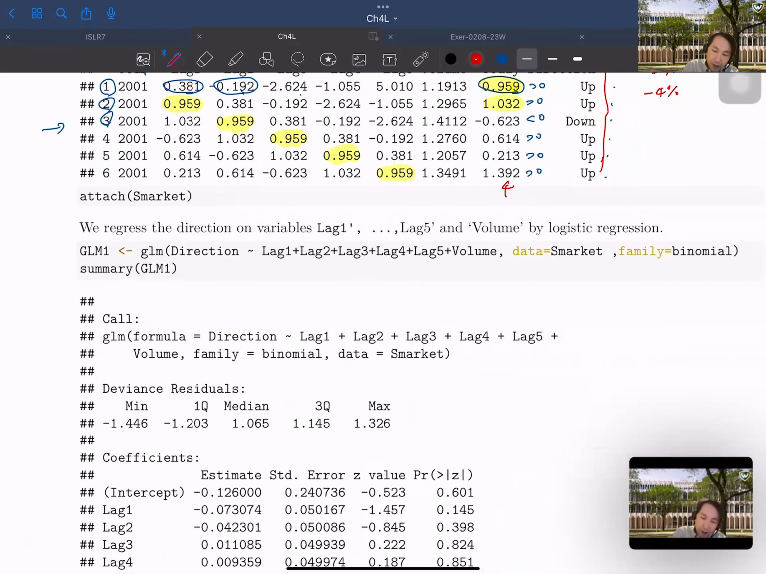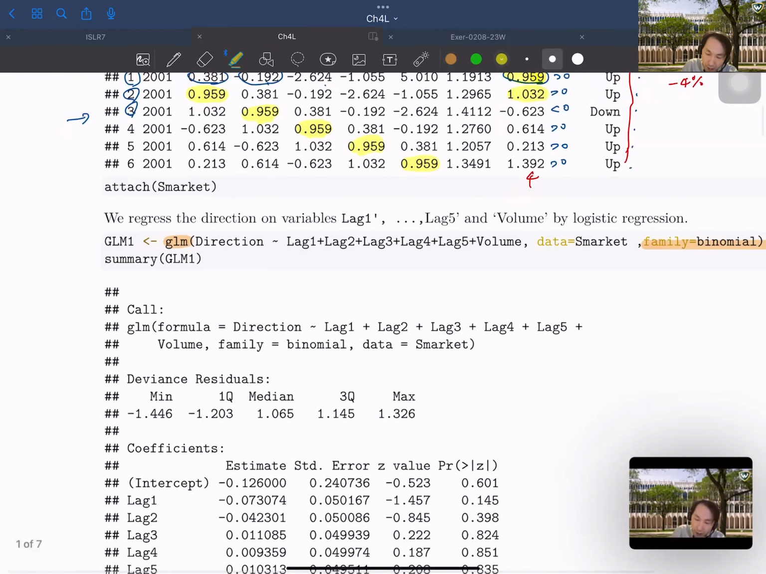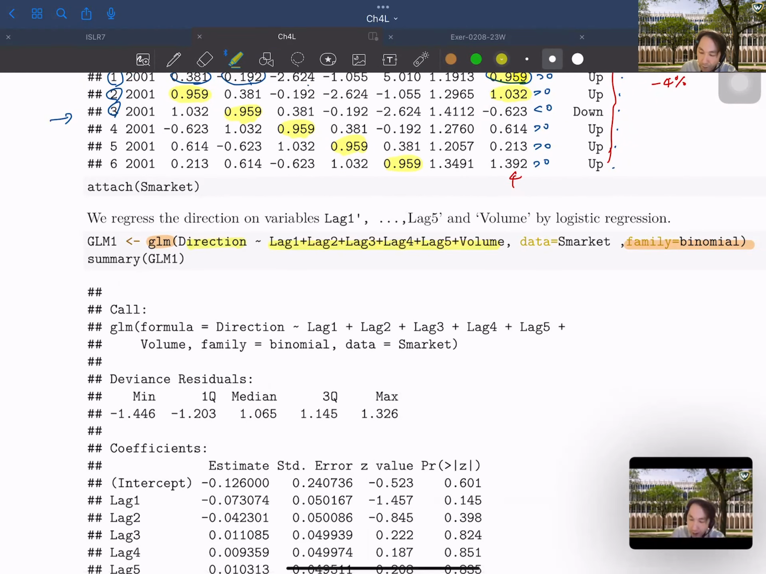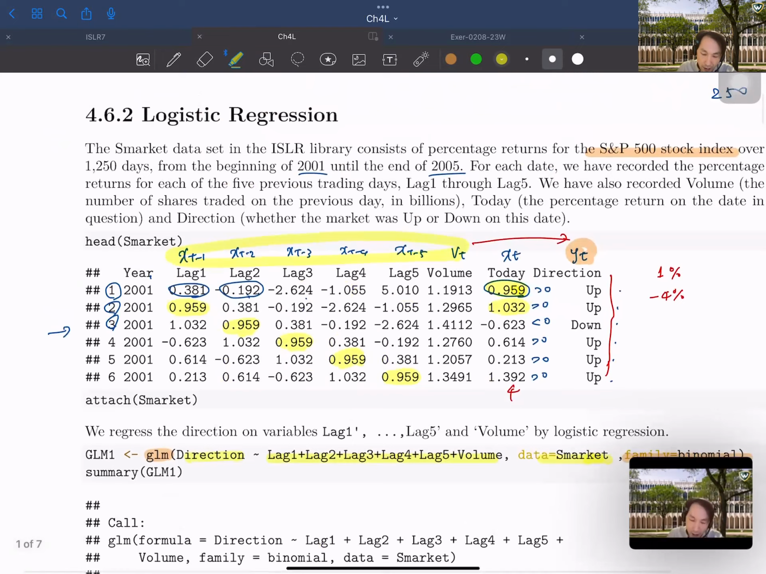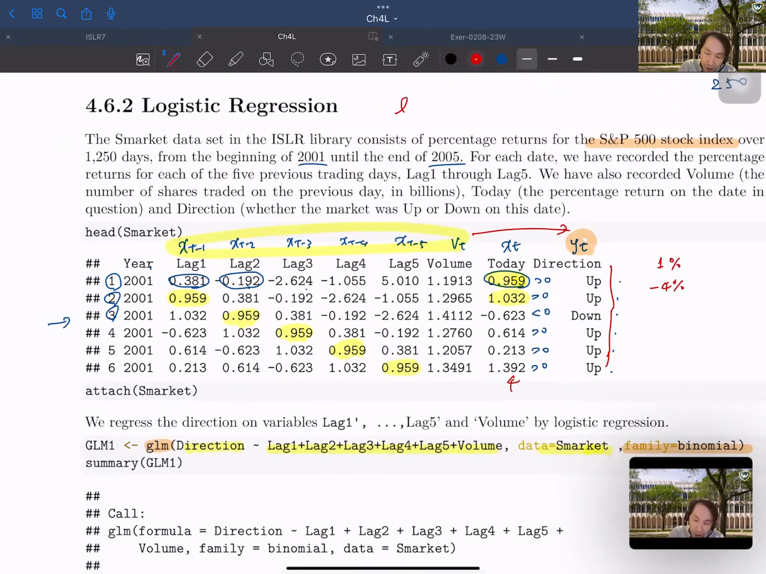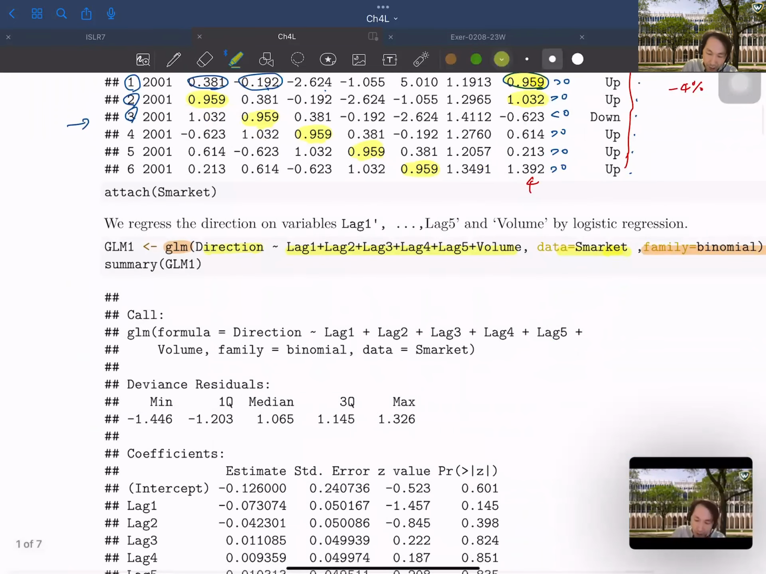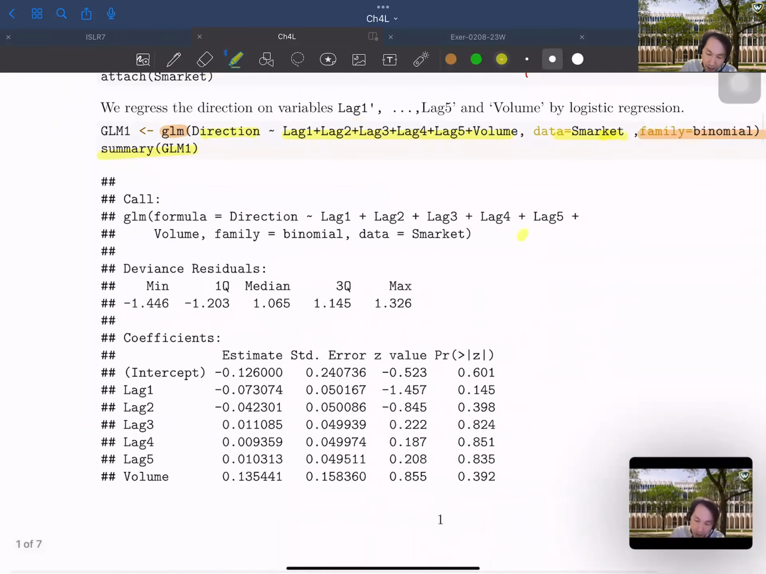For logistic regression, we can use the glm function, the generalized linear model function, and we specify family equal to binomial. If we miss this option, glm is the same as lm. So we fit the direction on lag 1 to lag 5 as well as volume. We can specify this data set, which I think is in the ISLR library. And we can get the summary of this. And this is the model.